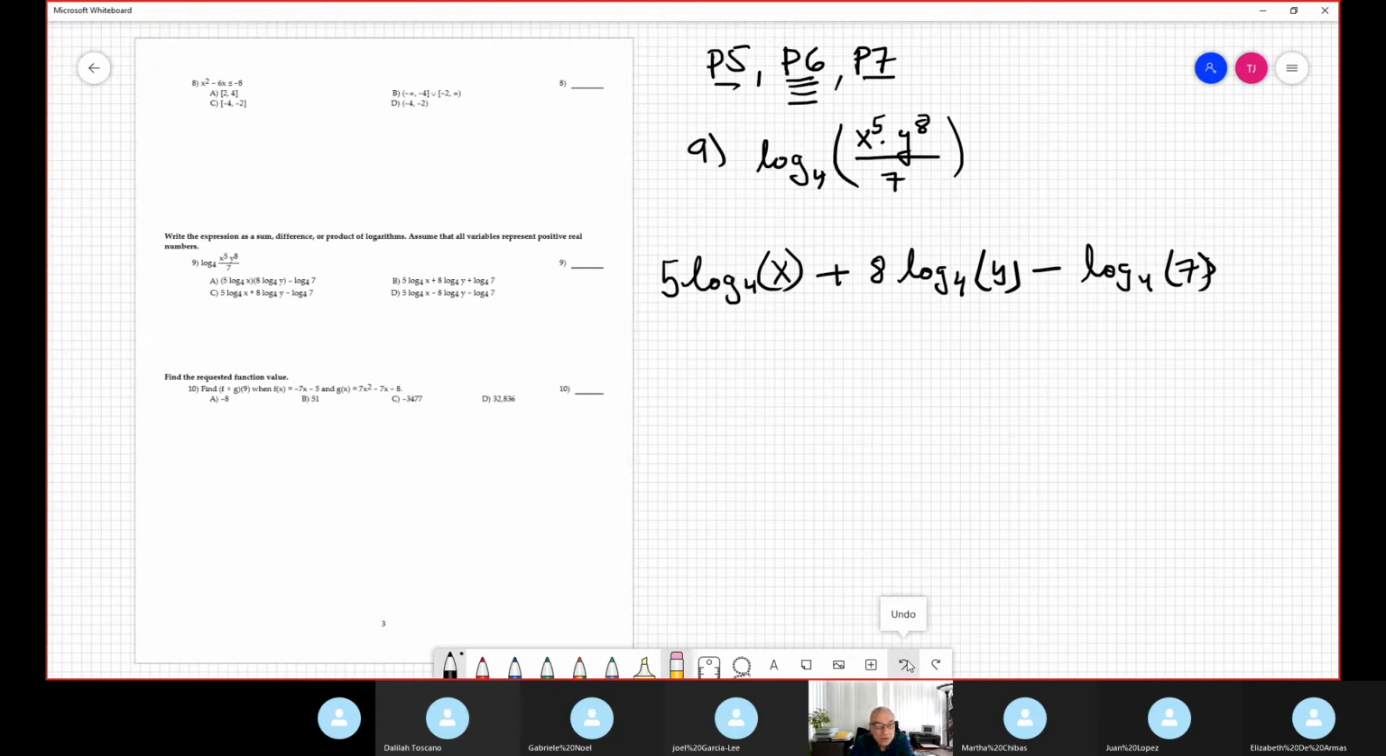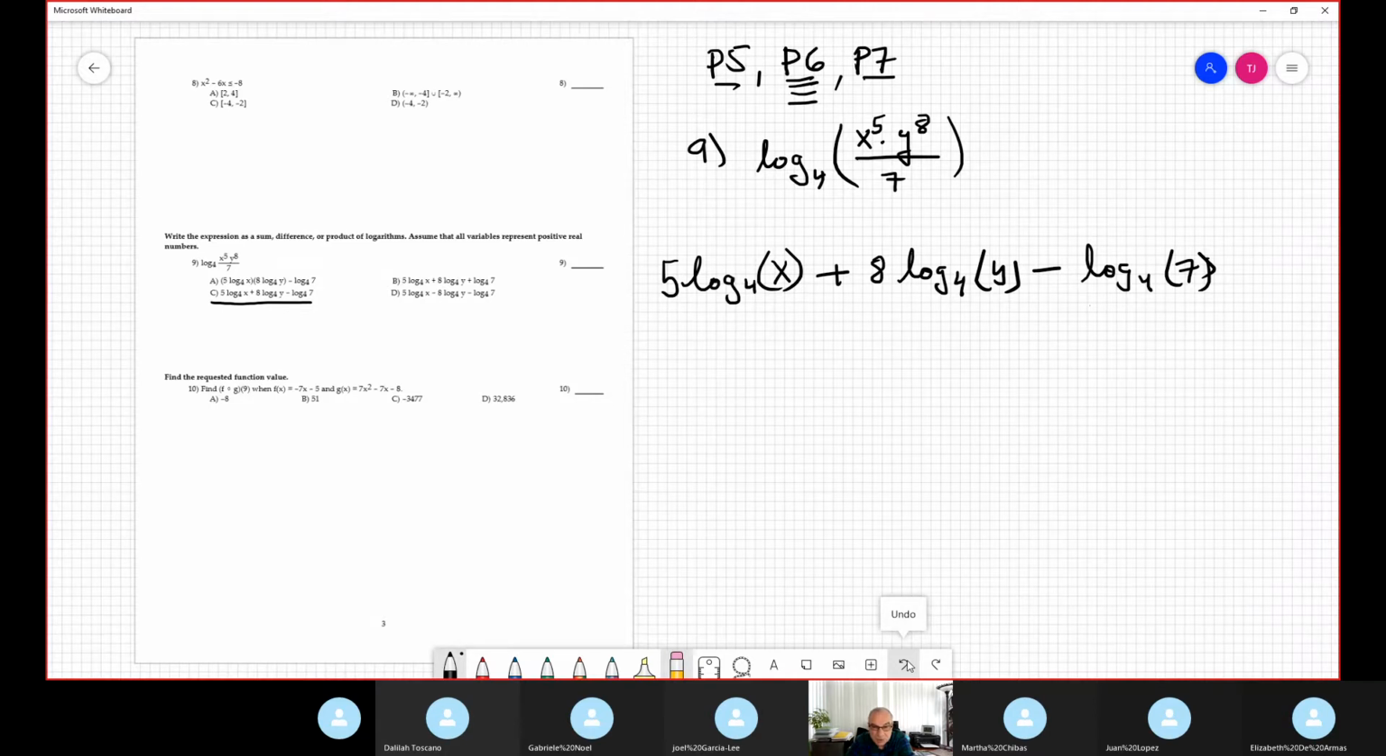Okay, now, where's the answer? The answer is B, I guess, no? B or C? No, it's C, because it's minus logarithm base 4 of 7. Super. It's a piece of cake. Easy. Any questions, guys?